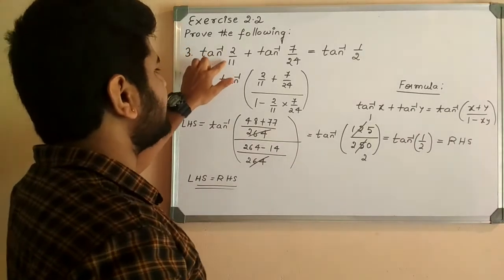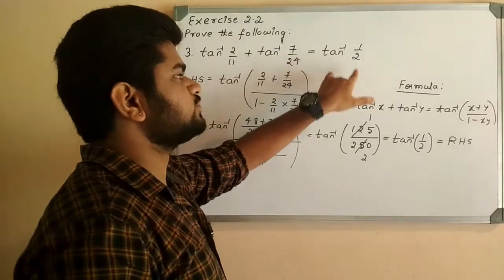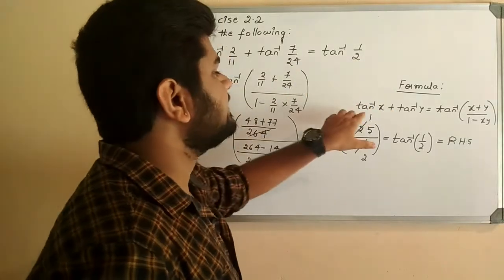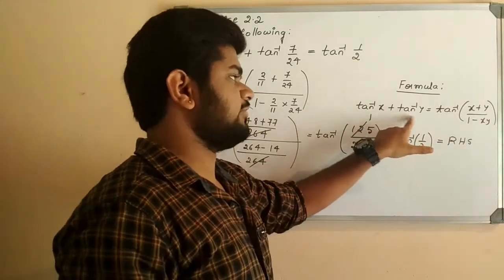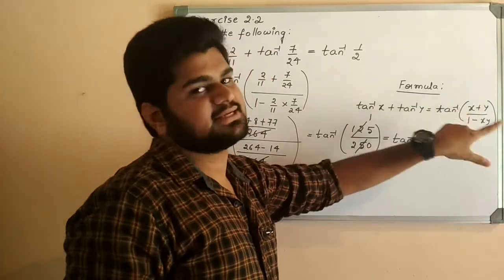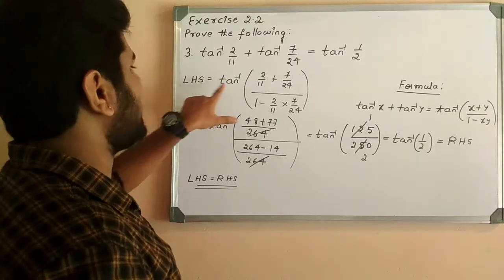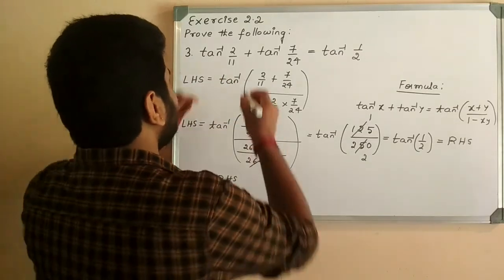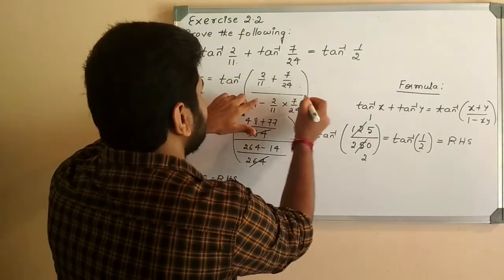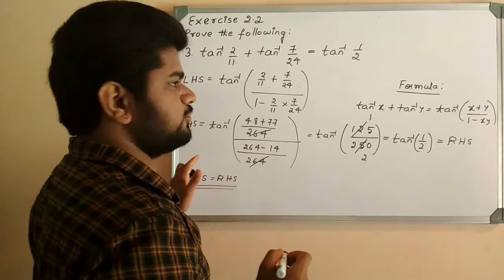Tan inverse of 2 by 11 plus tan inverse of 7 by 24 is equal to tan inverse of 1 by 2. Here we are applying the formula directly. Tan inverse of x plus tan inverse of y is equal to tan inverse of x plus y divided by 1 minus x into y. So here, considering LHS, tan inverse of 2 by 11 plus 7 by 24 divided by 1 minus 2 by 11 into 7 by 24.